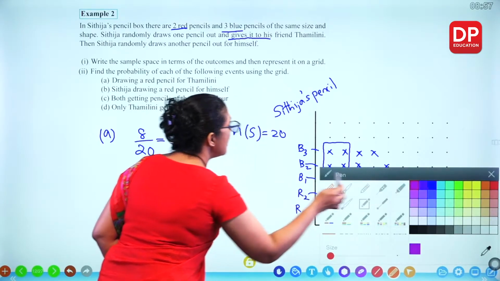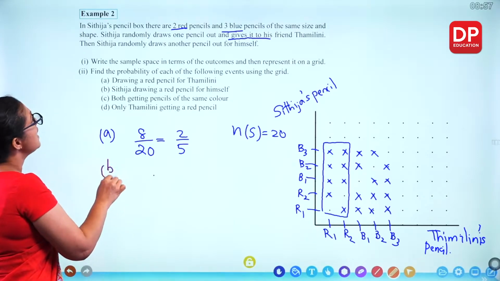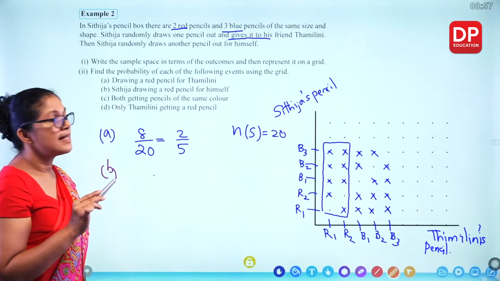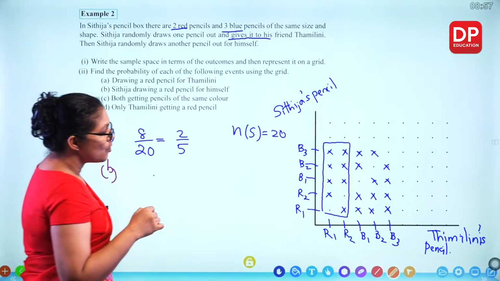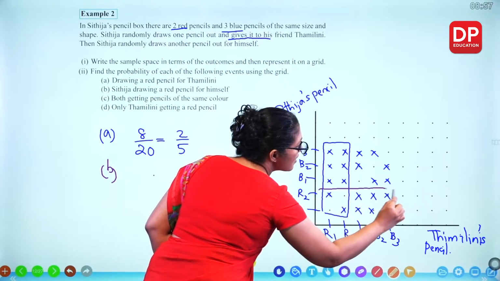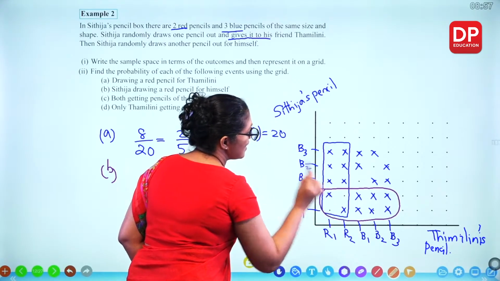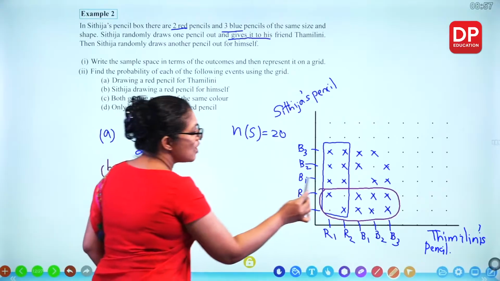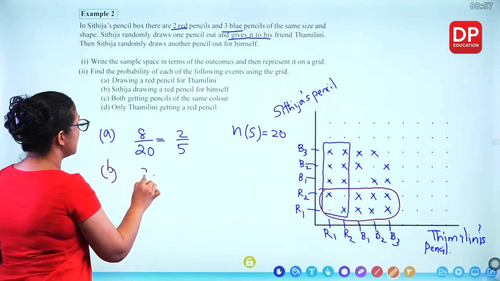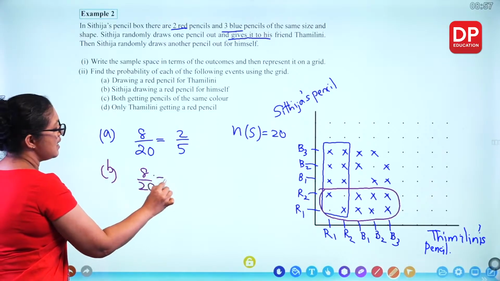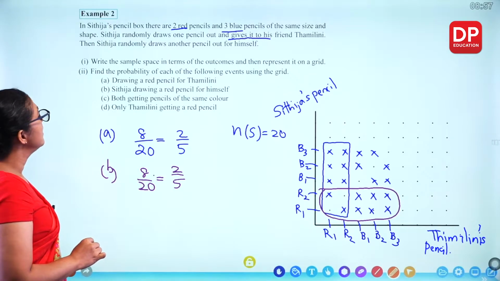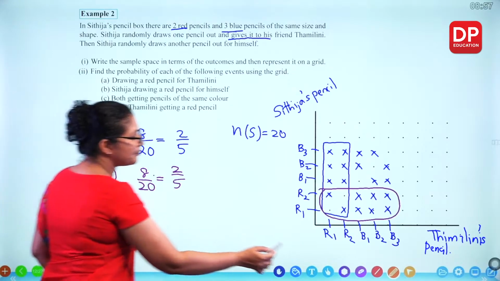Next one, B. It says Sithija drawing a red pencil for himself. So red pencil for Sithija, this part you can get. How many outcomes? 1, 2, 3, 4, 5, 6, 7, 8 out of 20. When you simplify, you get the same answer. Part C.